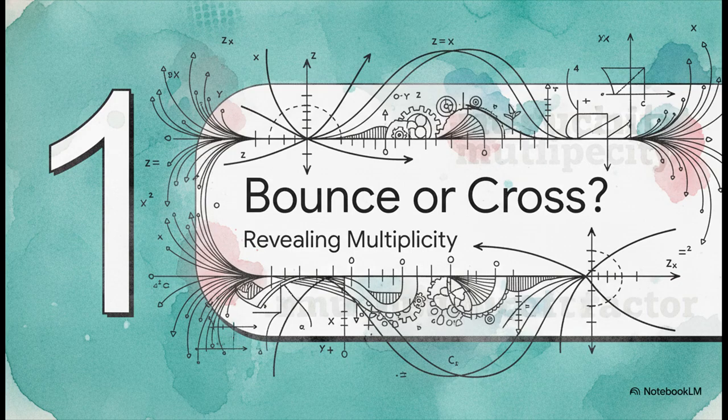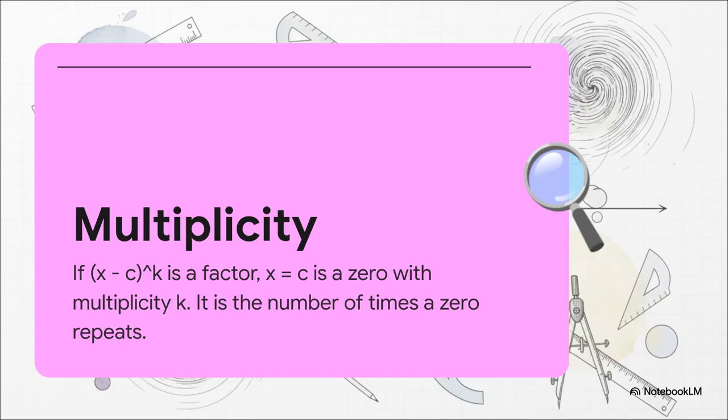The secret is a concept called multiplicity. Okay, I know, that definition looks a little formal, but the idea behind multiplicity is actually super simple. It's really just a way of counting how many times a specific root, or zero, pops up. When you've got a polynomial all factored out, you just look at the exponent on each piece. See that little k up there? That's it. That number is the multiplicity.